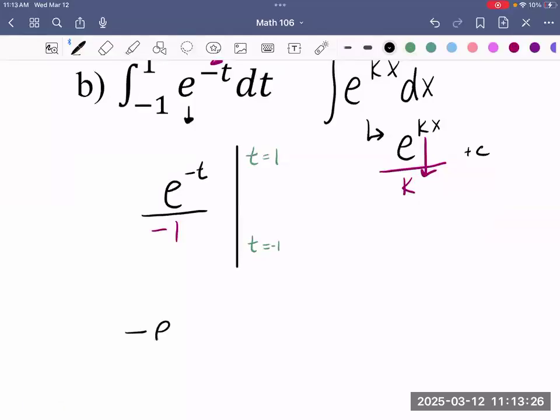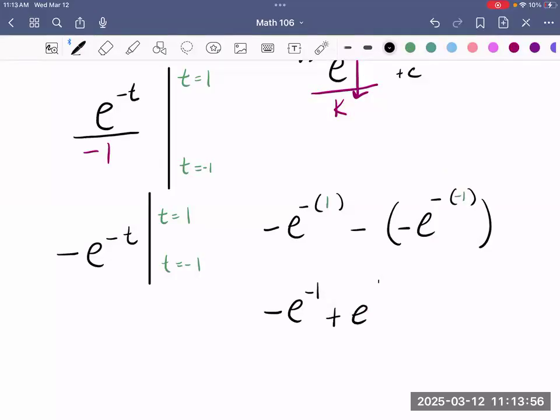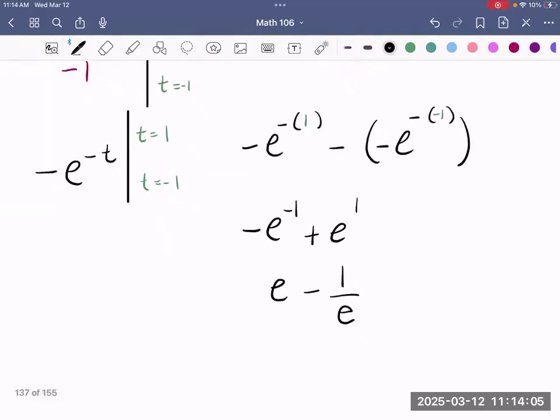So we have negative e to the negative t, when t, one more time, I'm going to write it out, is 1, and when t is -1. So let's go ahead and see what that comes out to be. So we have negative e to the -1 minus negative e to the -1. Be careful, there's lots of negatives going on here. So you have negative e to the -1st plus e to the 1st power. So this is really e minus 1/e. Now this is your exact value, or the exact integral.